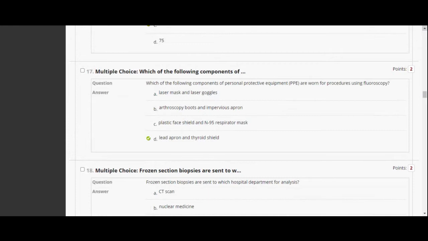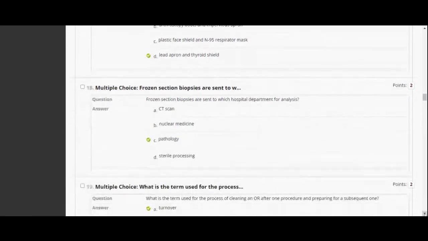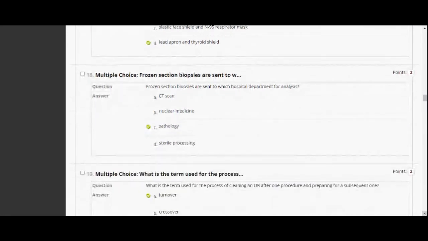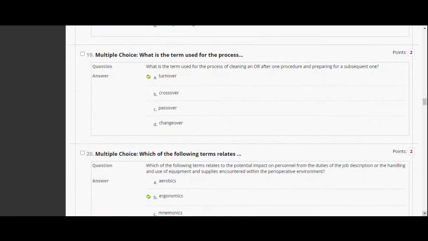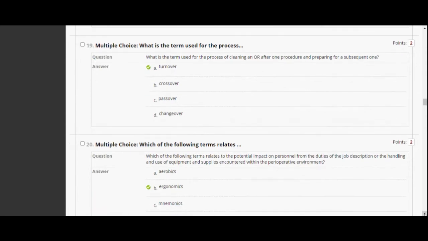Which of the following components of personal protective equipment, or PPE, are worn for procedures using fluoroscopy? And that's lead apron and thyroid shield. Frozen section biopsies are sent to which hospital department for analysis? Pathology. What is the term used for the process of cleaning an OR after one procedure and preparing for a subsequent one? And that's turnover.